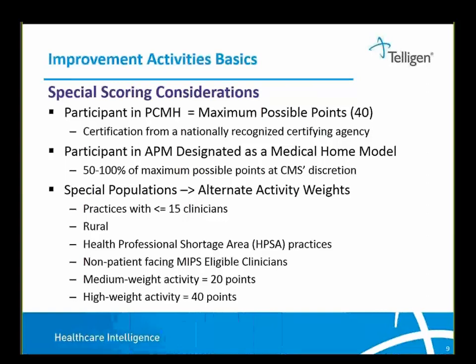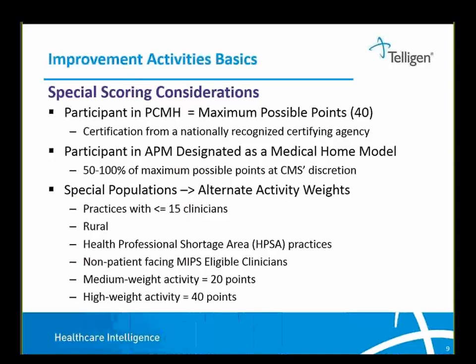Finally, there's an alternate activity weight for special populations. As I mentioned briefly before, those who are in practices with 15 or fewer clinicians, rural, underserved practices, or with non-patient-facing clinicians or groups, those special populations have an activity weight that's more than the other populations. So, for example, a medium-weighted activity, instead of being worth 10 points, is worth 20 points. And a high-weighted activity is worth 40 points. So to meet this score, you may just need to complete one high-weighted activity or maybe 2 medium-weighted activities. And again, many of you on this call are in that special population, so that's why I'm drawing this out.